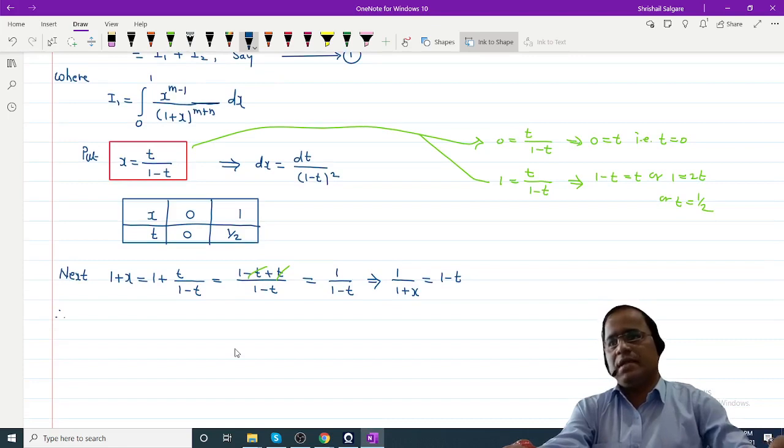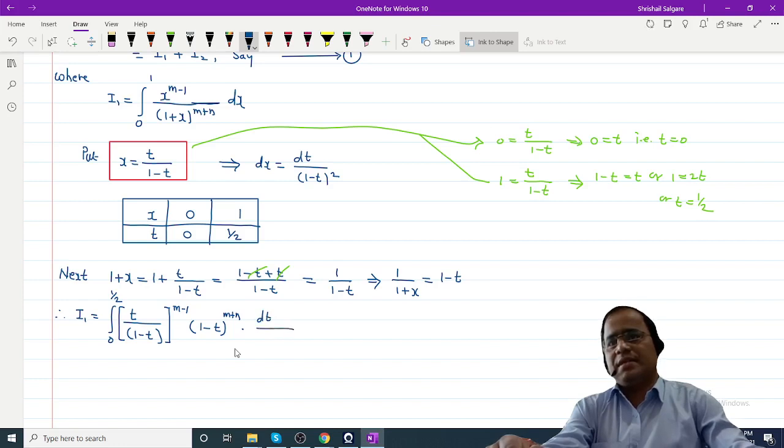Okay. Now I will try to simplify the integral. Therefore, the integral I1 is given by new limits of the integral 0 to 1 half. X is nothing but t divided by 1 minus t, this whole bracket raised to m minus 1. It is not necessary to use the bracket at 1 minus t. So 1 upon 1 plus x is 1 minus t raised to m plus n, and that dx is nothing but dt divided by 1 minus t whole square.